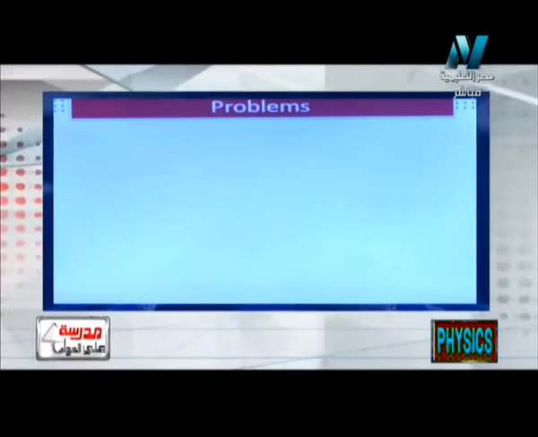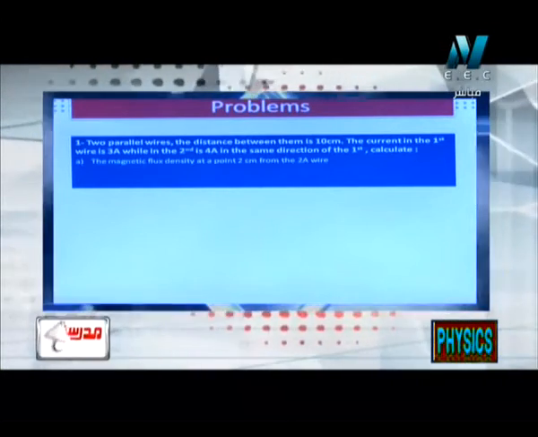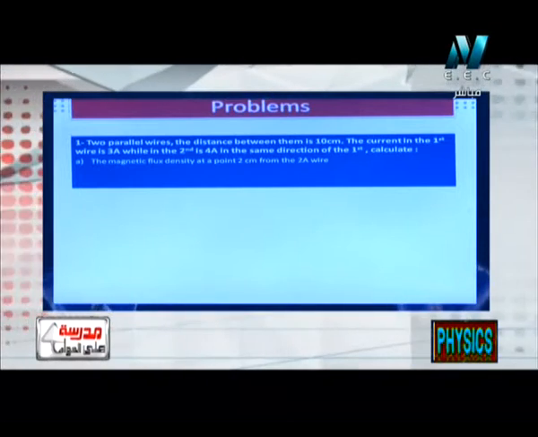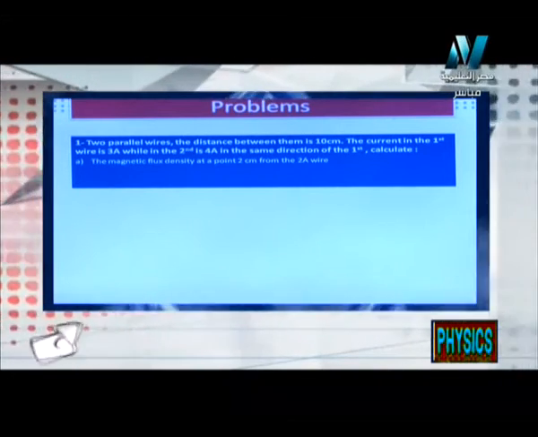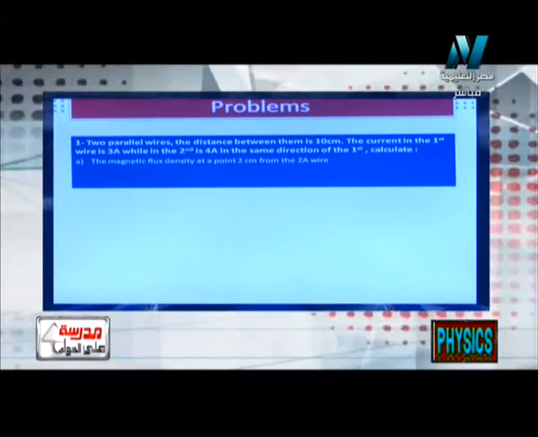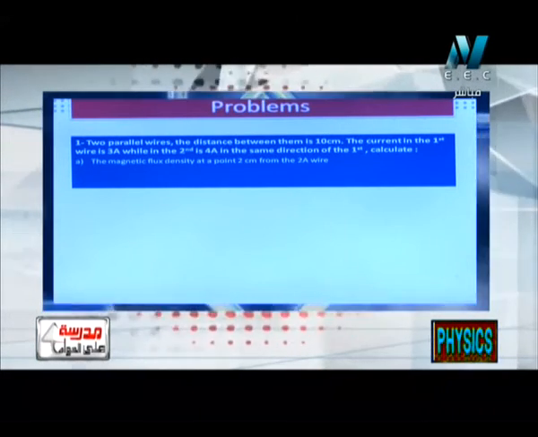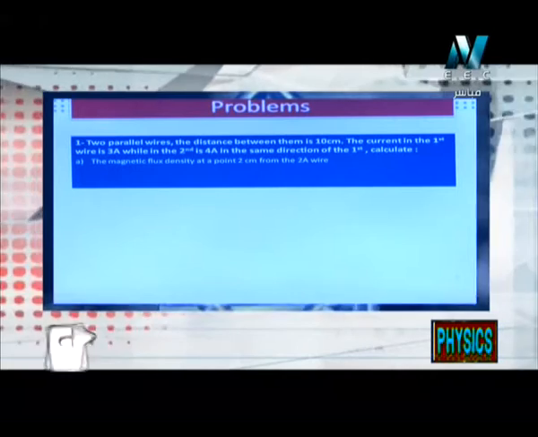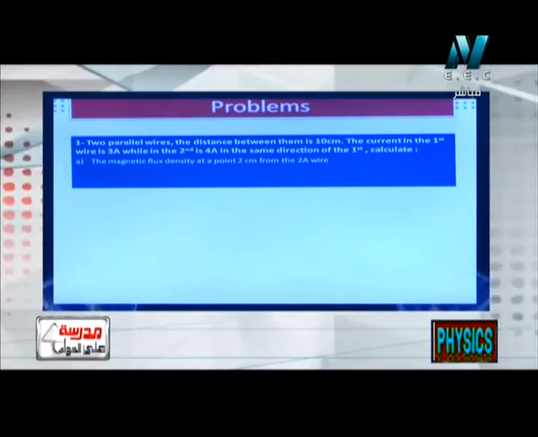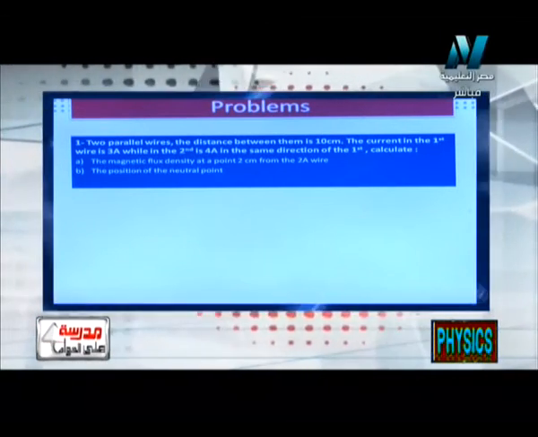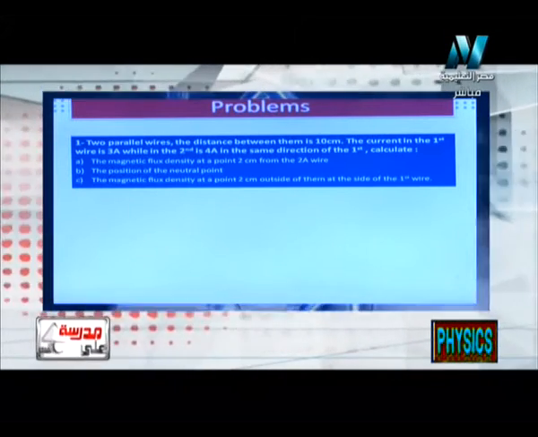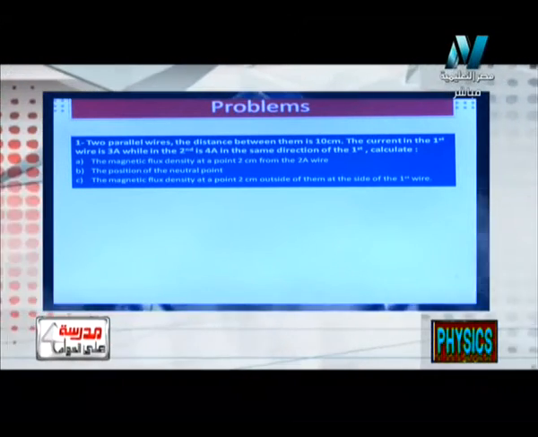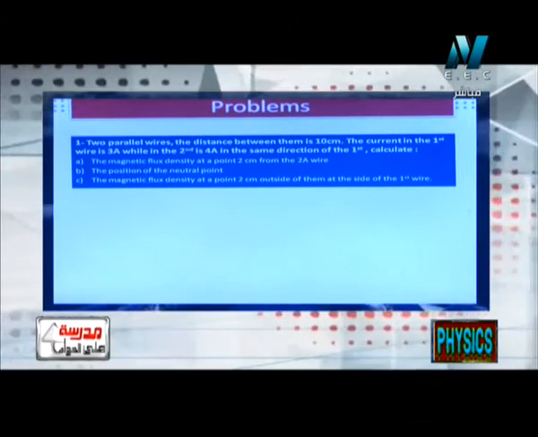The next part is a famous problem. Two parallel wires, the distance between them is 10 centimeter. The current in the first wire is 3 ampere, while in the second is 4 amperes, in the same direction as the first. Calculate: A, the magnetic flux density at a point 2 centimeter from the 2 ampere wire. Then the position of the neutral point. Then the magnetic flux density at a point 2 centimeter outside of them at the side of the first wire.